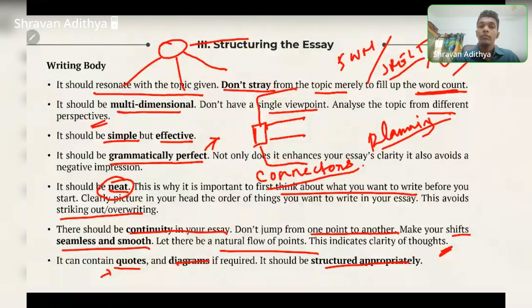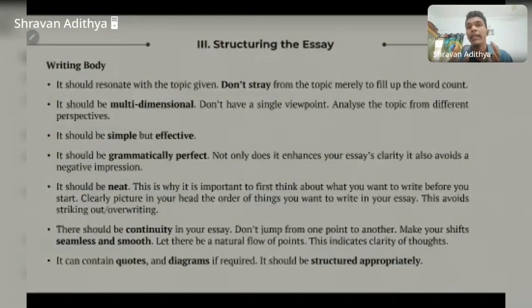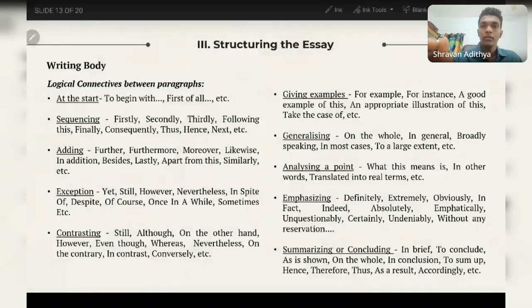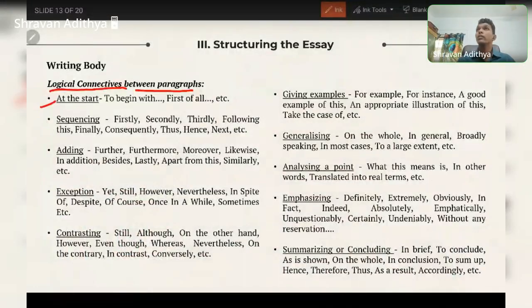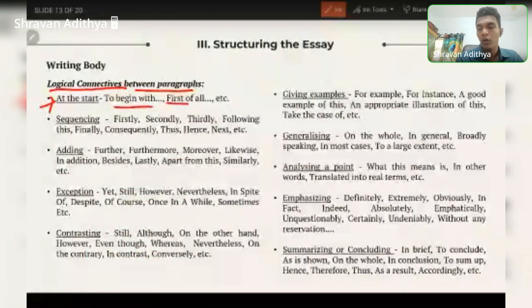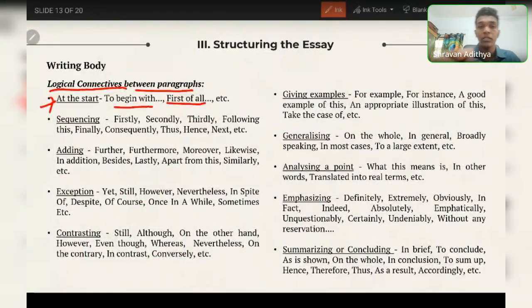Now let's look at the different connectors: how to connect different paragraphs and how to maintain coherence in your essay. Here you see logical connectives between paragraphs. There are certain words that you have to use when you are moving from one paragraph to another. Once you are done with your introduction, you can start with "to begin with", and then start your first point in your body. That would be a good way to start. You can also say "first of all" and then write your point. This is the first sentence of the first paragraph of your body. So that's a good way to start.